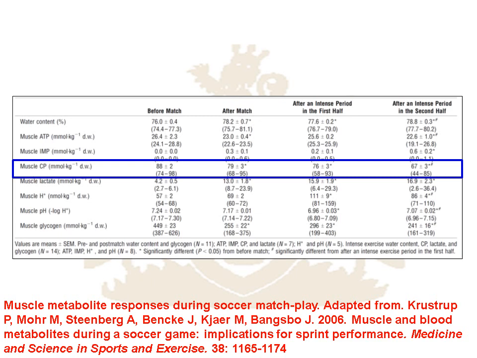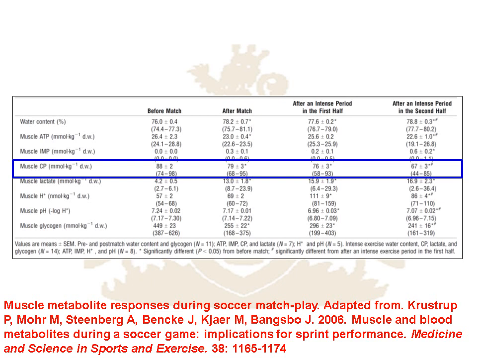So if we look before the match, in millimoles per kilogram dry weight, they've done a muscle biopsy, and they've dried it out and so on before the game. And so you've got a score of 88. So after the match, it's dropped to 79. So there's a significant decrease in the creatine phosphate content.